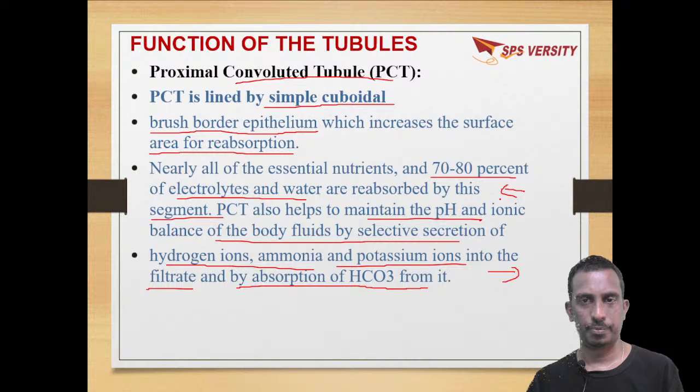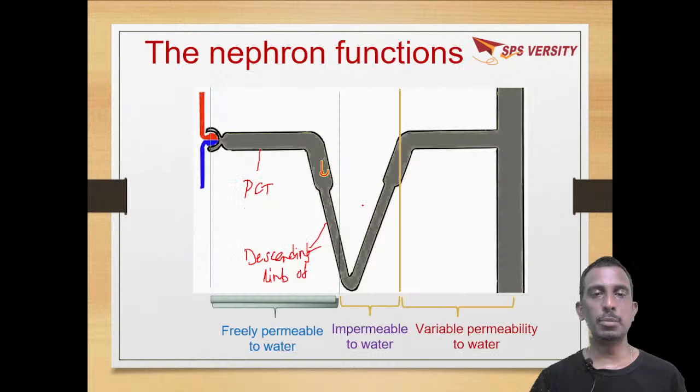You can see here the nephron. This is the proximal convoluted tubule, which is freely permeable to water. The proximal convoluted tubule and the descending limb of the loop of Henle are freely permeable to water, that means water can be reabsorbed. Whereas the ascending limb of the loop of Henle is impermeable to water, where water absorption is not seen.